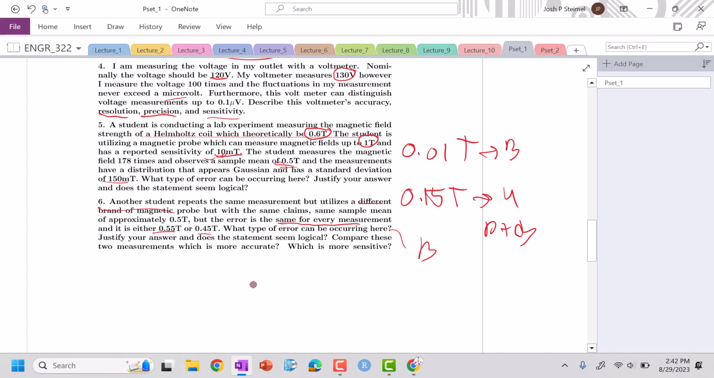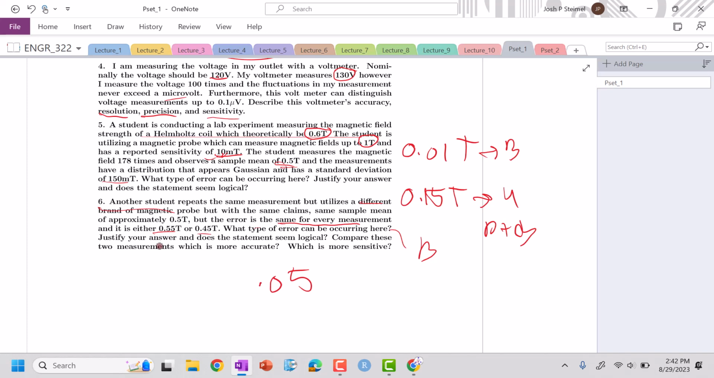This total uncertainty here looks to be about 0.05. Exactly. So we got 0.05 here. So this experiment is going to be basically more accurate because it's deviating less.